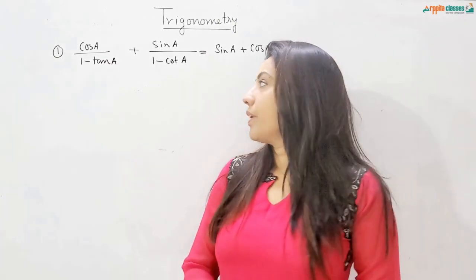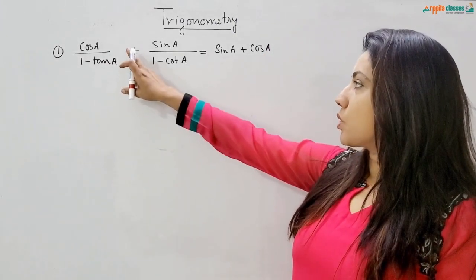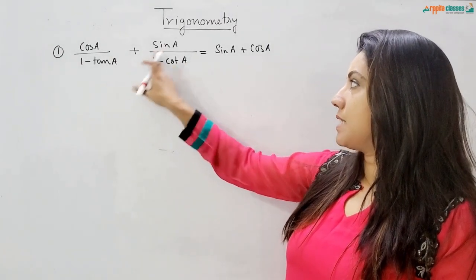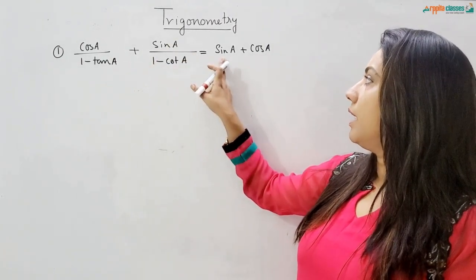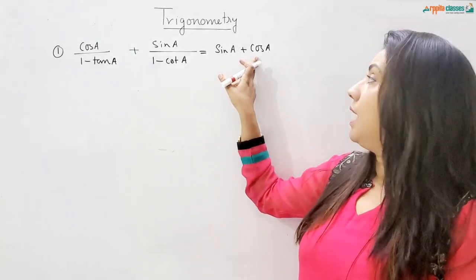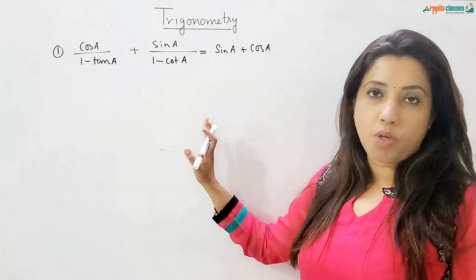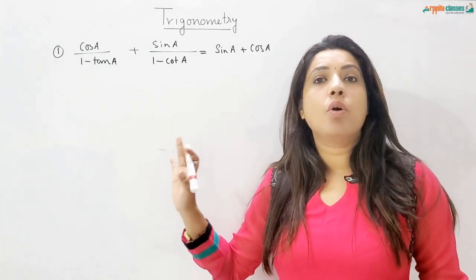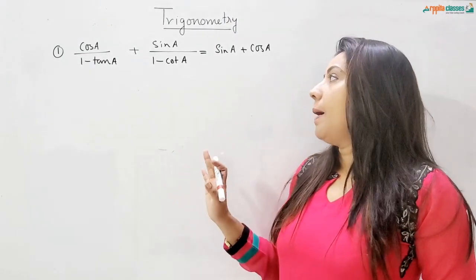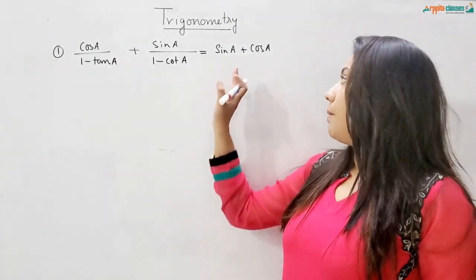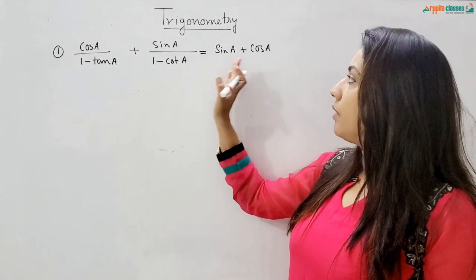Let's start. So here you can see it is cos A upon 1 minus tan A plus sin A upon 1 minus cot A is equal to sin A plus cos A. Now as I told you earlier, you can resolve everything into sin and cos. That will be the easiest way to do this kind of sums. But that might be lengthy. But in this sum you can see on the right hand side we have sin A cos A.